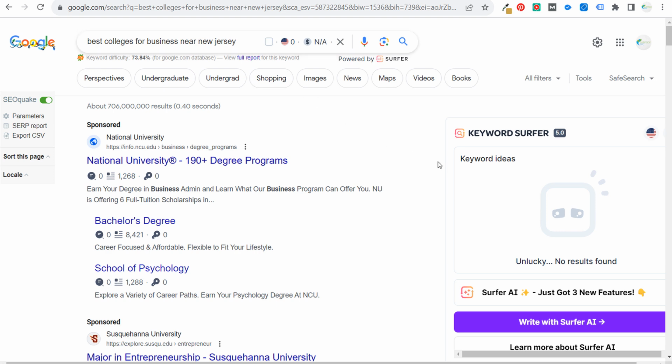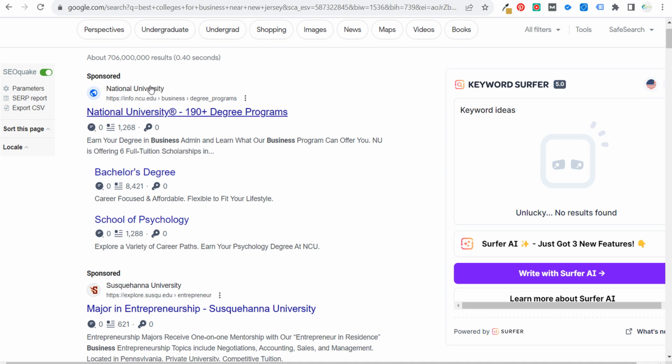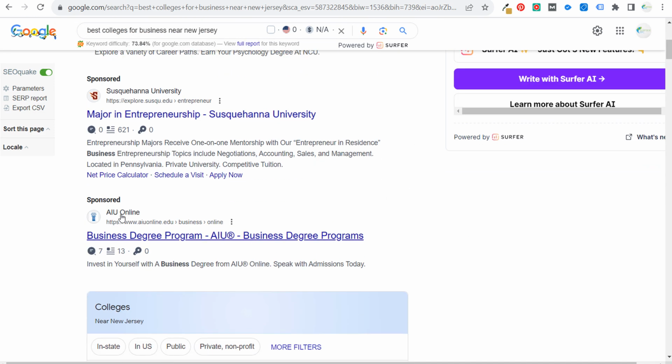So the search intent is pretty clear there, looking for a business college near New Jersey. So if we scroll down, 3 ads at the very top here. So number 1, National University. Number 3 is AIU Online.